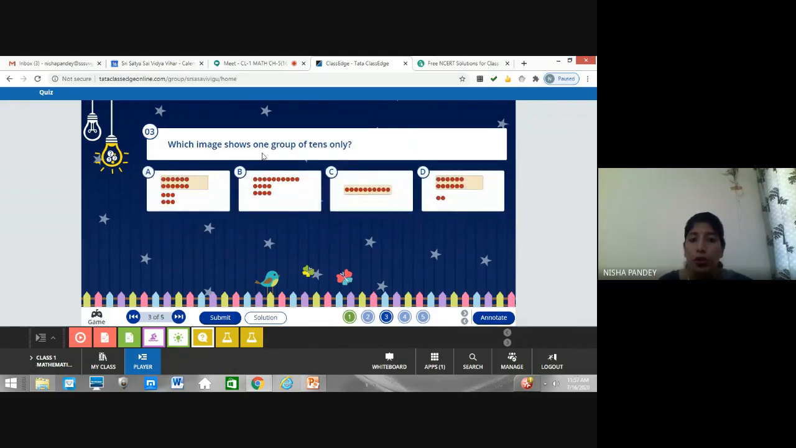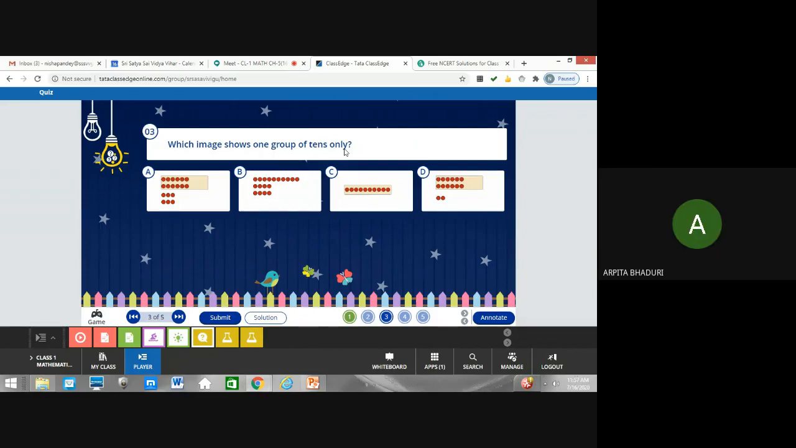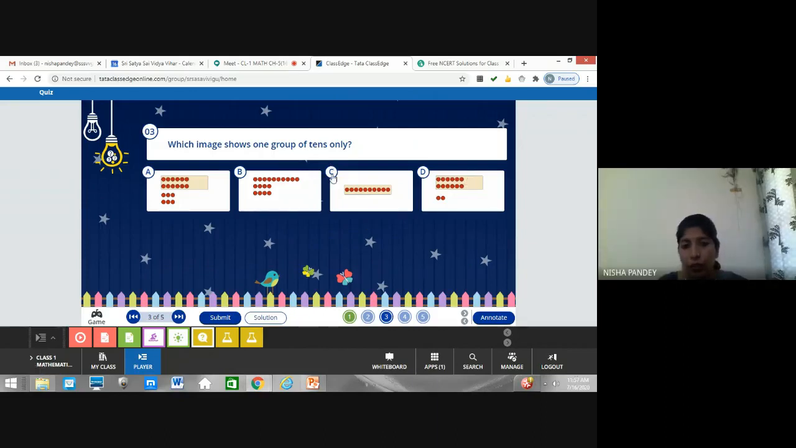Now let's see the third one. Which image shows one group of tens only? Only one group of tens. Which image shows? Ma'am, C. C, very good. 1, 2, 3, 4, 5, 6, 7, 8. Yeah, right. Very good.